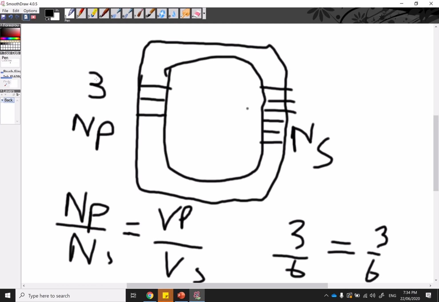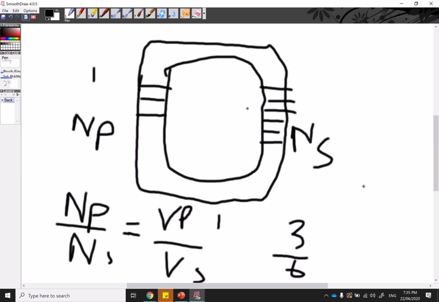Now you can also do other numbers, like 1 here. And we fill the numbers in, so 3 over 6 is half, and to calculate the voltage in the secondary coil, we simply do 1 over a half, which is 2. That makes sense. So this is how a transformer works. Oh, by the way, I need to tell you what a transformer does.